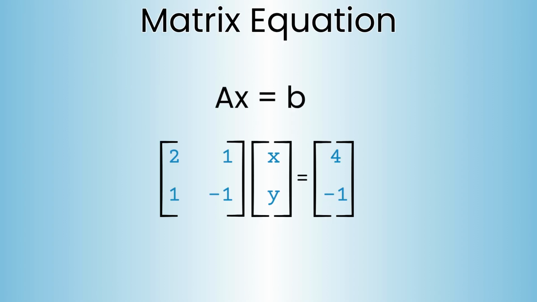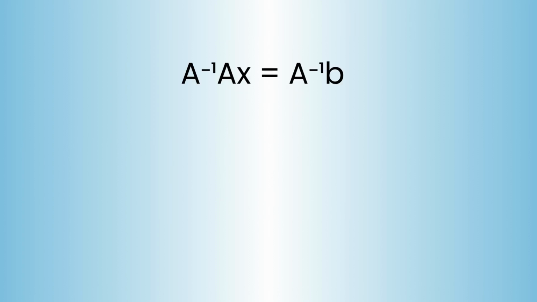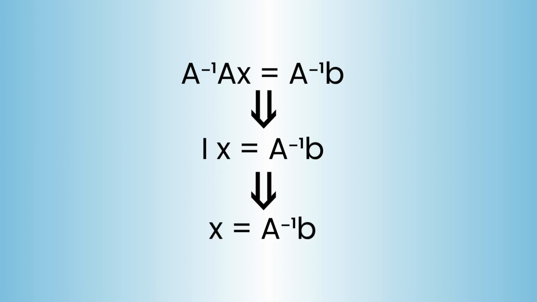Now, for the second approach, using the Ax = b form, we can solve this with a higher-level concept, the matrix inverse. By pre-multiplying both sides by the inverse of A, we isolate x. The product of a matrix and its inverse is the identity matrix, which acts like the number 1, leaving us with the direct solution x = A inverse times b.